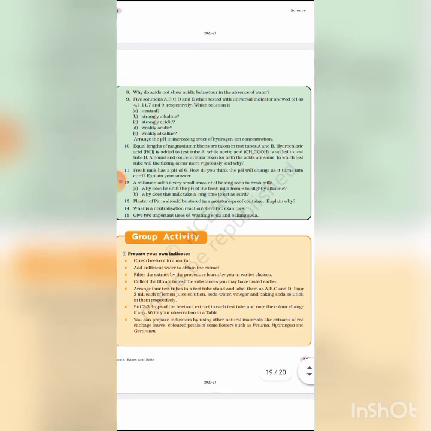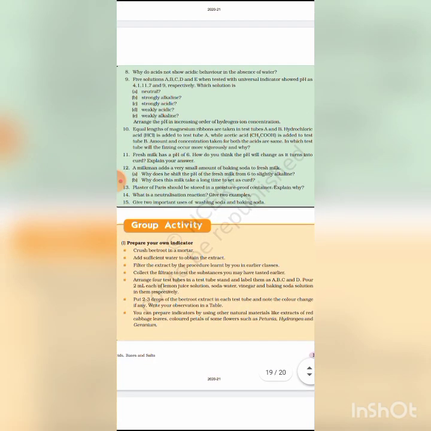Now question number 13. Plaster of Paris should be stored in a moisture-proof container. Why? Student, plaster of Paris is a white powder, and on mixing with water it changes to gypsum, giving a hard solid mass. So we have to store it in a moisture-proof container.